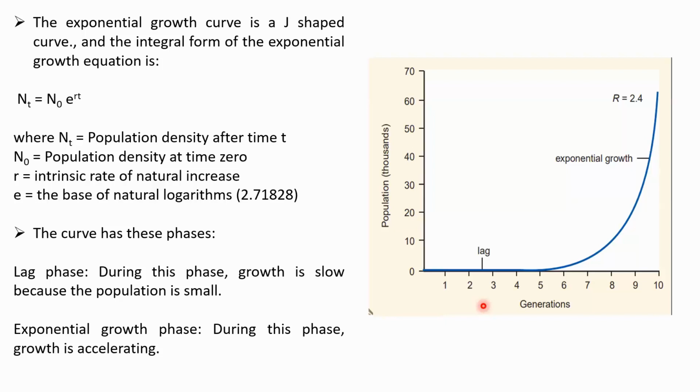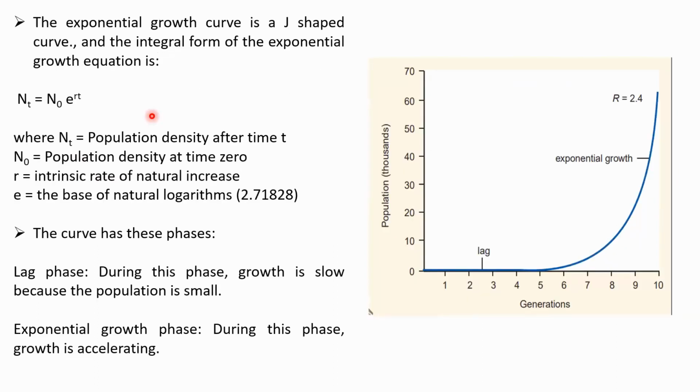So there is an exponential growth, and the equation of this exponential growth curve is represented here as: the population density at time t is equal to the population density at time zero multiplied by the base of the natural logarithm, e, to the power of the intrinsic rate of natural increase, r, into the time period, t.